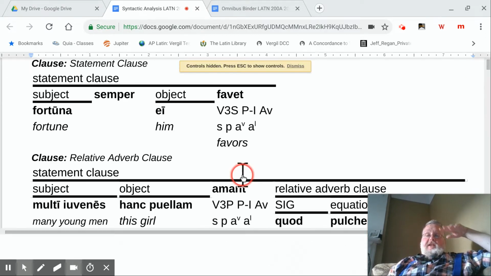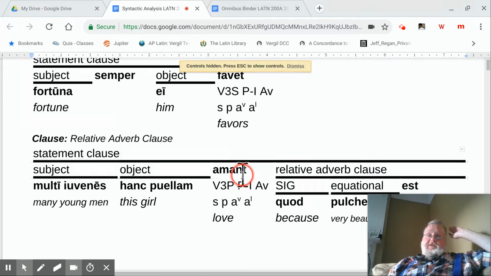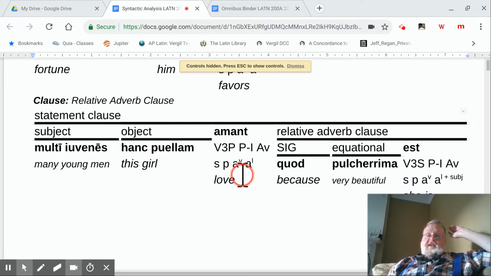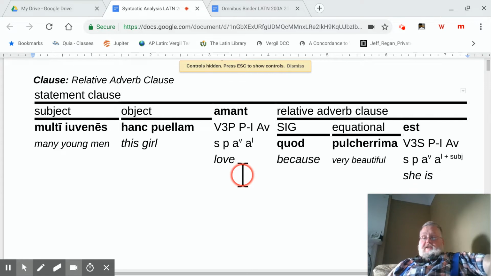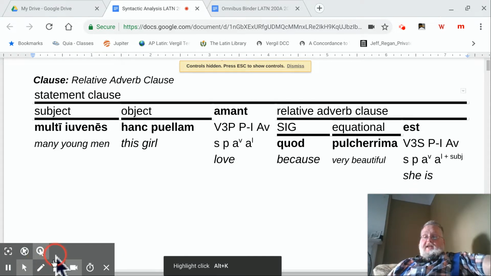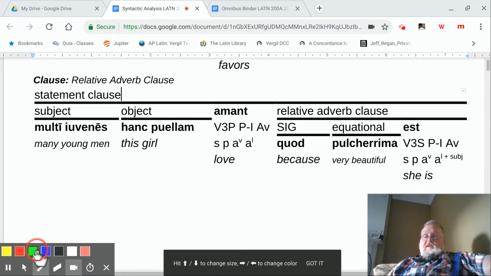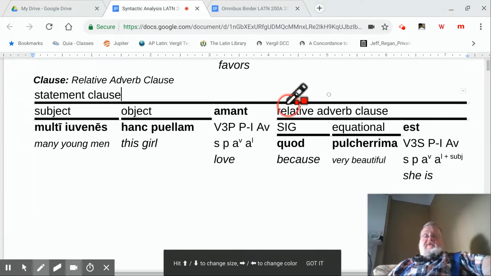So we're dealing with a relative adverb clause. And here we have, as you can see, and I'll maybe make a little laser pointer or something that'll show it. Oh, yeah, there it is. A little bit of a laser pointer, a little bit of a pen. I'll try it that way. So you start with est. You have two verbs. You have amant, you have est.